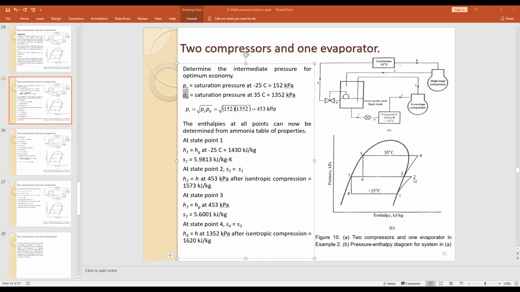So, ang pressure mo is 453. At state 3, this is Hg at 453 kilopascal, and S3 is equal to 5.6001 kilojoule per kilogram Kelvin. So, at state point 4, S4 is equal to S3. H4 is equal to H at 1352 kilopascal after isentropic compression, or 1620 kilojoule per kilogram. Oh, oops. I'll put this on slideshow.